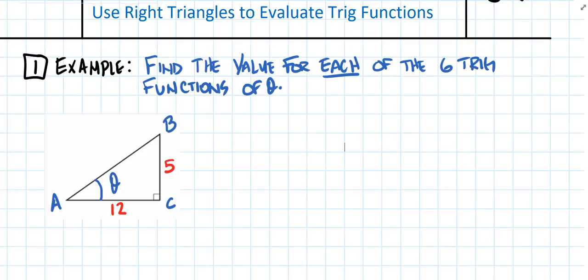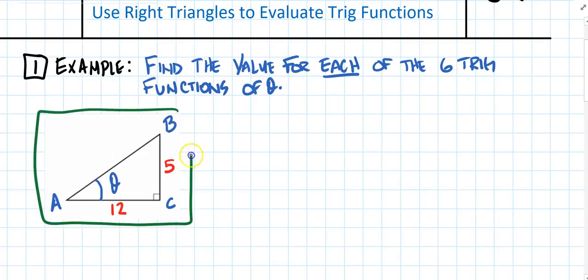The example says to find the value for each of the 6 trig functions of theta. So notice that I have a right triangle labeled over here inside this green box, all right? And I know something about this right triangle. If this is the angle that I'm referring to, which I can call angle A, and this is the right angle, C, I know that the opposite side has a value of 5, and I know that the adjacent side to the angle has a value of 12. So that only leaves me to figure out what the hypotenuse is.